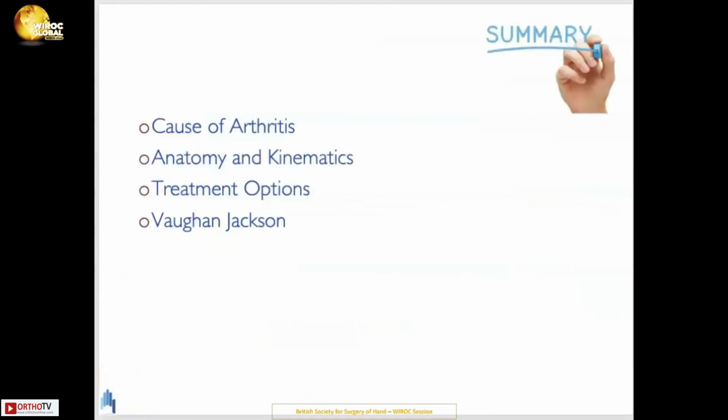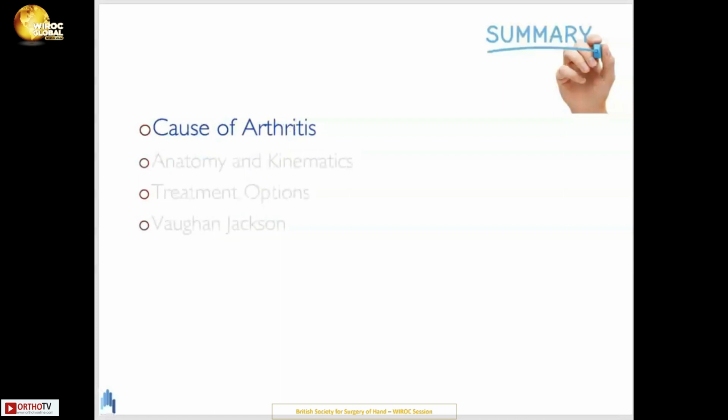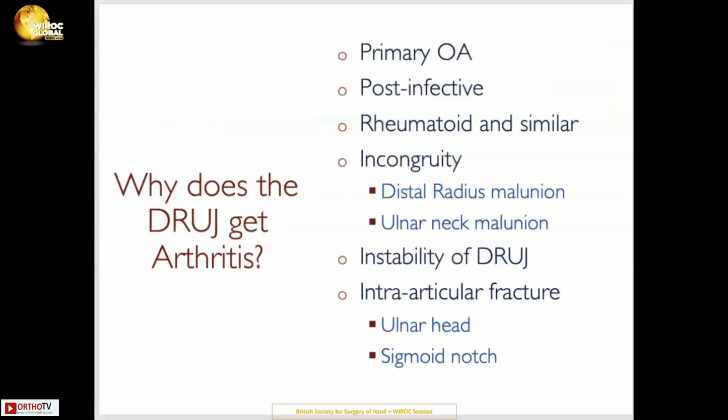And we're going to talk about the cause of arthritis, the anatomy and kinematics of the DRUJ, treatment options, and at the end, the Vaughan-Jackson syndrome, which is a slightly different concept. Now, what about the causes of arthritis? Why does the DRUJ get arthritis?